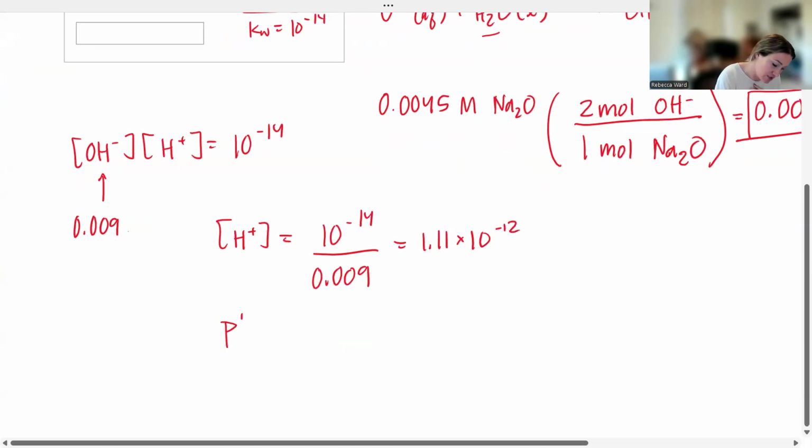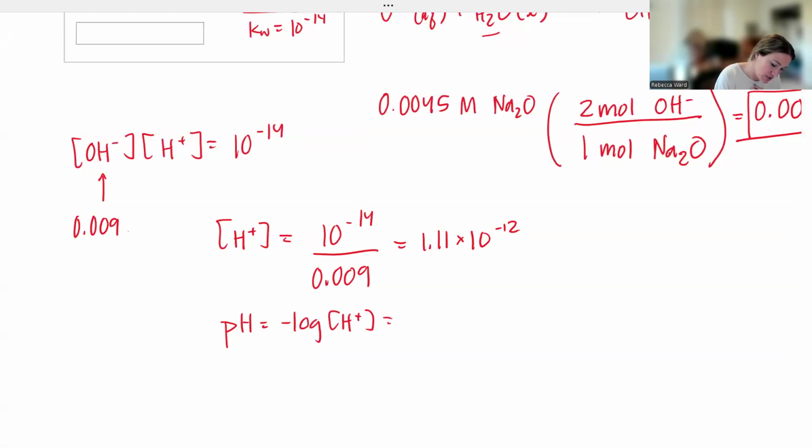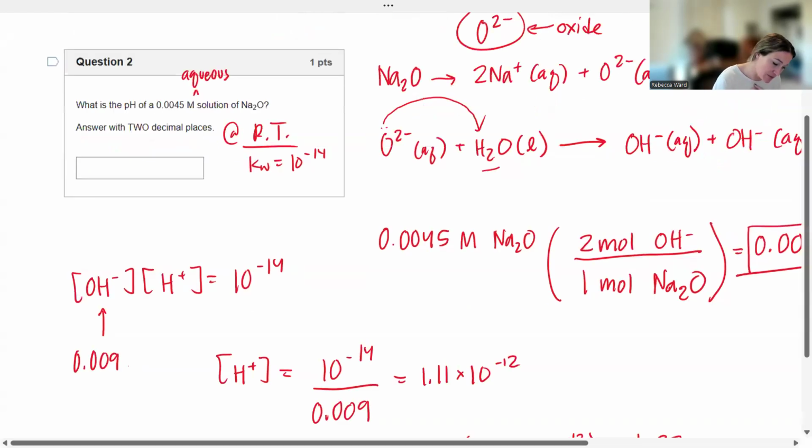Now I can take the pH as the negative log of H plus, which equals the negative log of 1.11 times 10 to the negative 12th. That's 11.95. That's what I'm going to put in here.